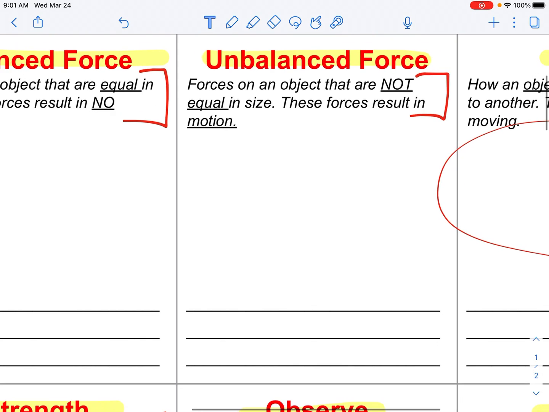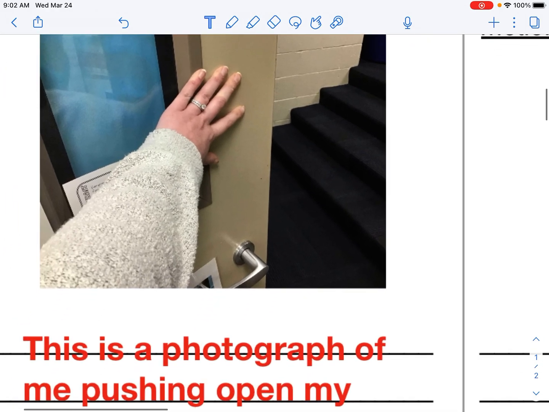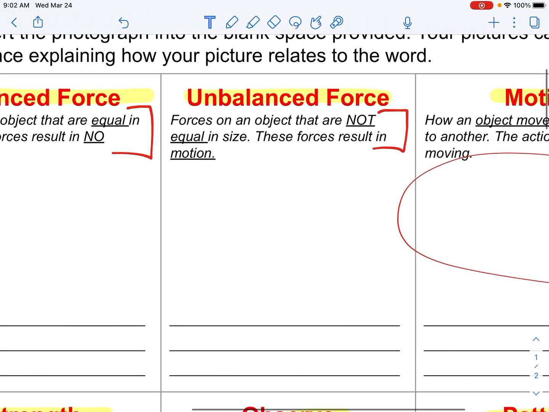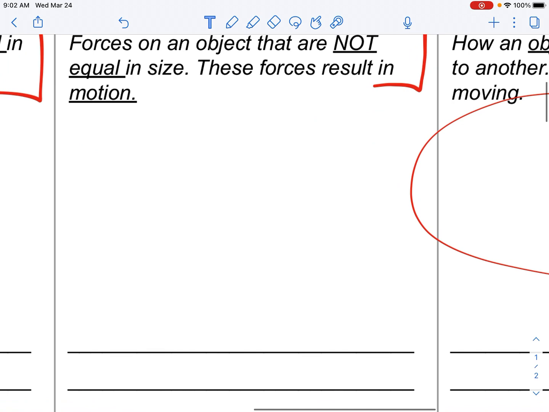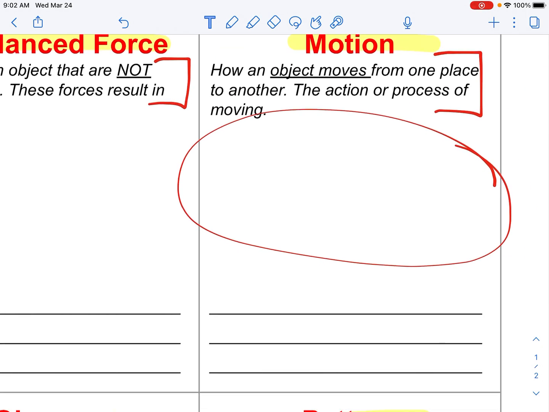For unbalanced forces, forces that are unbalanced are ones that are not equal in size. So that would result in motion. So anytime an object is moving. Obviously, if you're inserting a picture, you can't see the movement, so you just describe it in the actual sentence that you write below. For instance, I could actually use this picture for unbalanced too, because if the door is moving, it's unbalanced. Motion just means how an object moves from one place to another. So the process of moving, so anytime something's moving, that would be a good example.